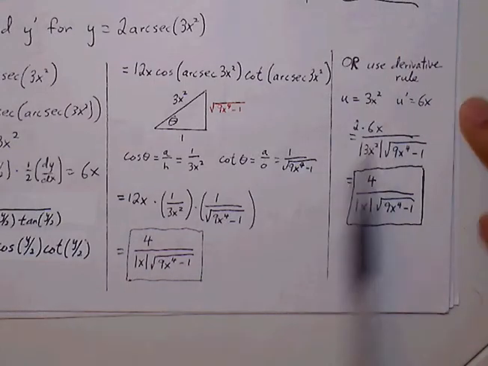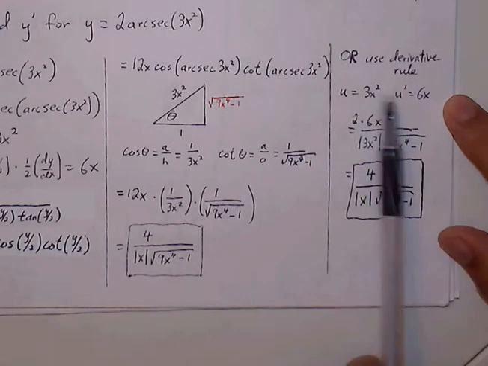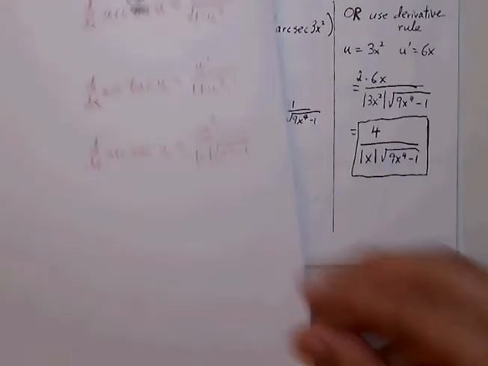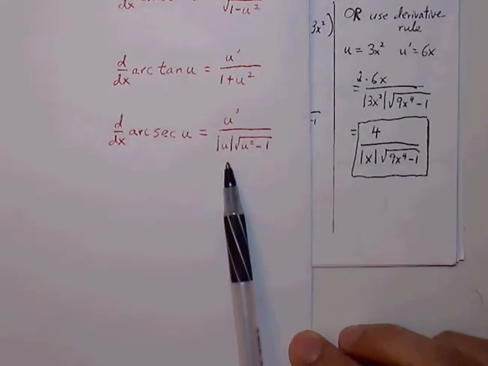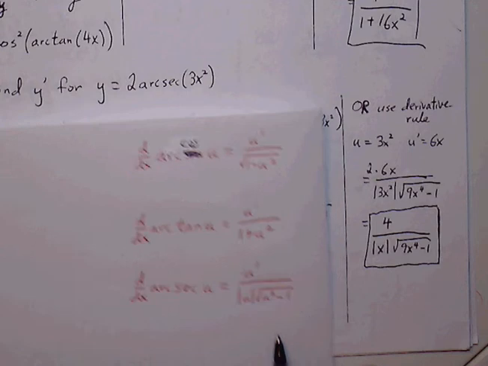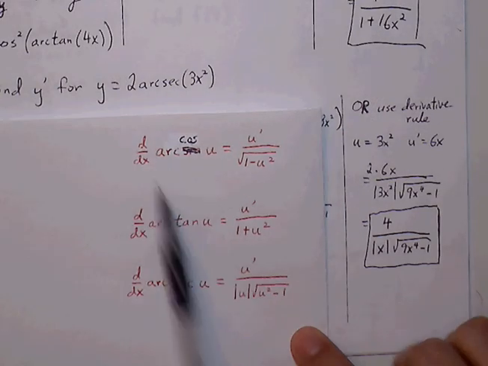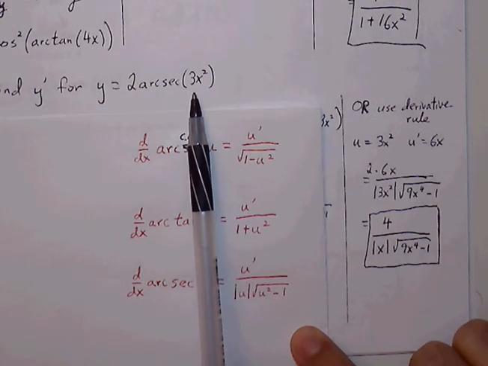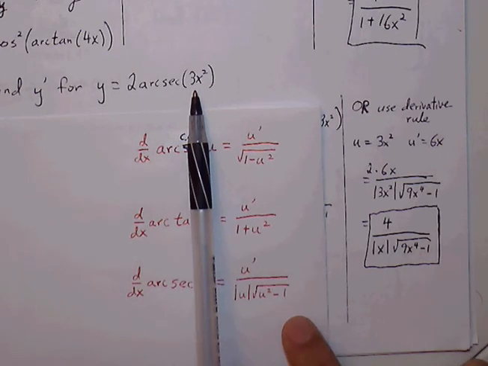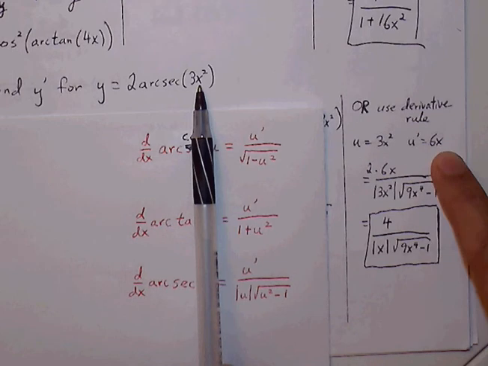Okay. The other method, we can use derivative rules. And the derivative rule for secant is simply going to be u prime over absolute value of u times square root of u squared minus 1. Now my u value is simply going to be whatever is inside the arcsecant function, which is 3x squared. So u prime is simply going to be 6x.